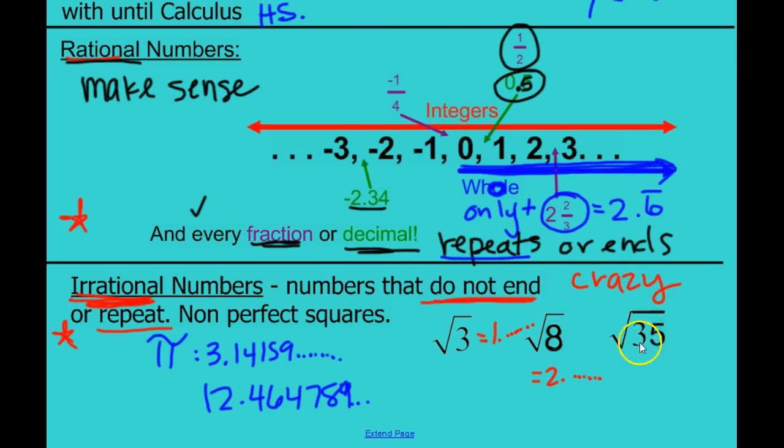So this one looks nice, the square root of 35, but I know it's 3 times 5, but that has nothing to do with this. That's not what the square root means. The square root means what number multiplied by itself gives me 35. And it would be like 5 point something something something multiplied by 5 point something something something will give me 35.